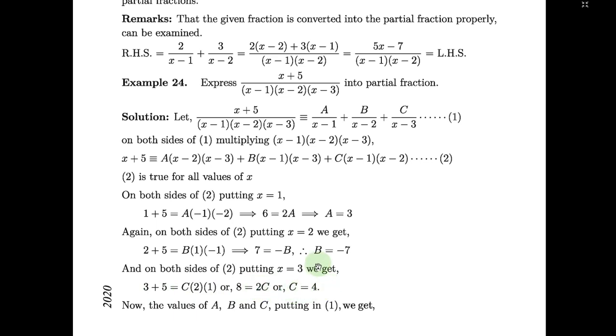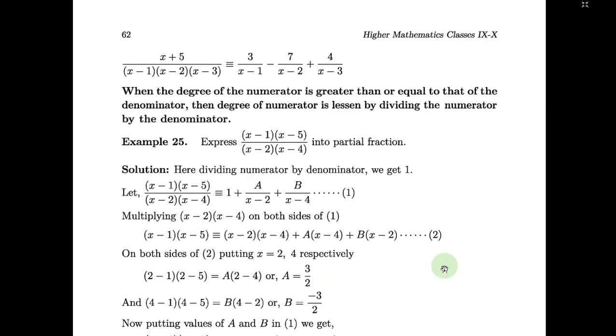So now we have got all the values of a, b and c, and that means the partial fraction of x plus 5 divided by x minus 1, x minus 2 and x minus 3 is equal to 3 by x minus 1 minus 7 by x minus 2 plus 4 by x minus 3. Since the value of b is equal to minus 7, we have put here a minus.